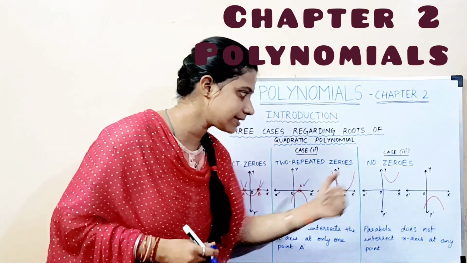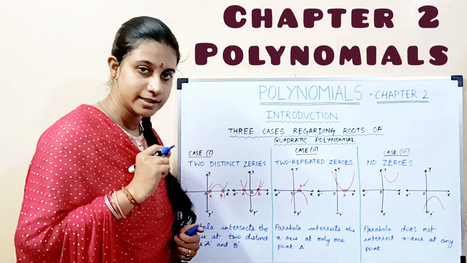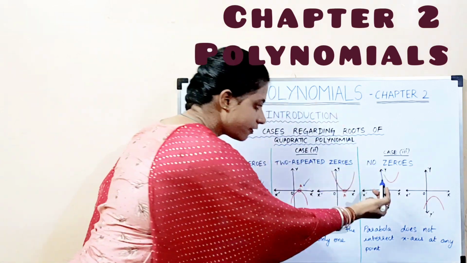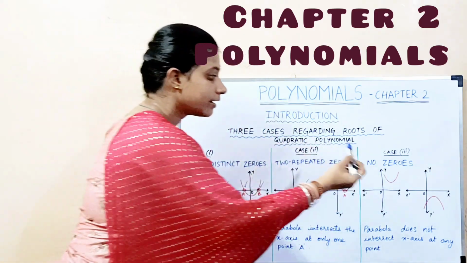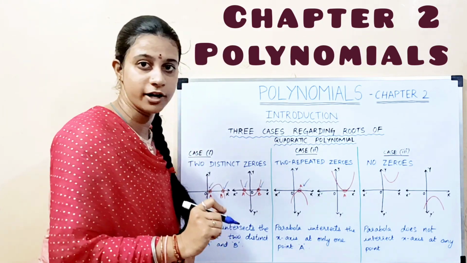Now coming to case 3, there are no zeros, or specifically we can say that there are no real zeros. So we can see that when we plot the graph in this case, the parabola does not intersect the x-axis at any point.